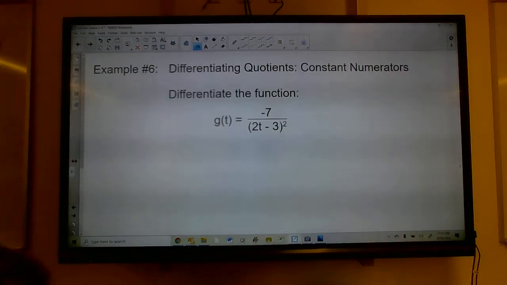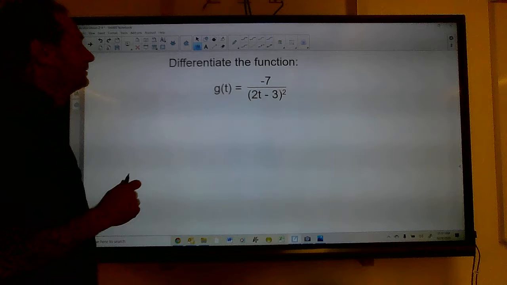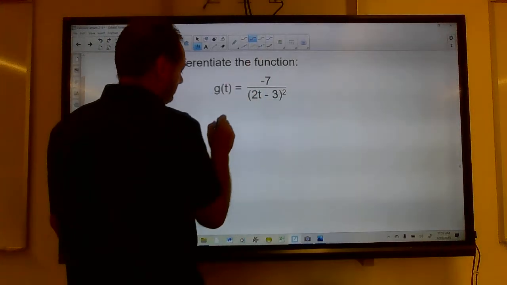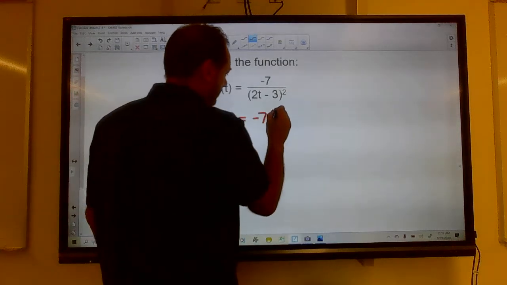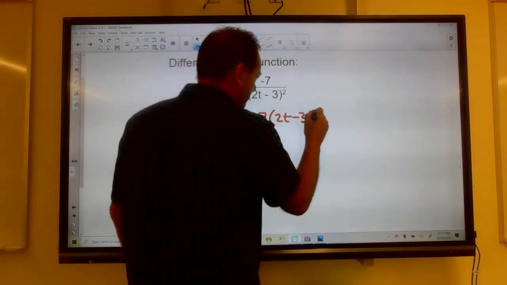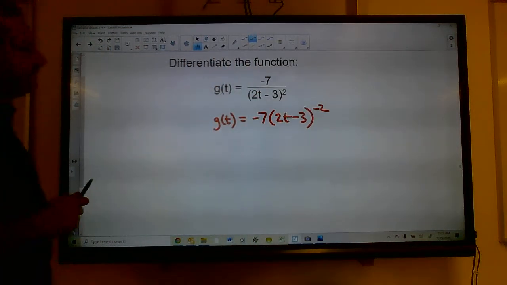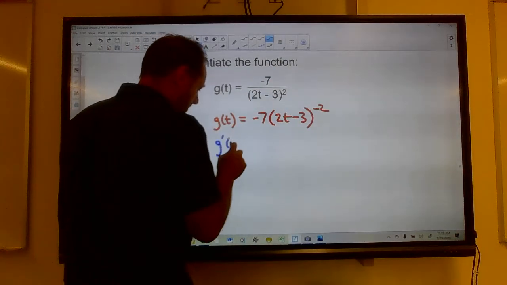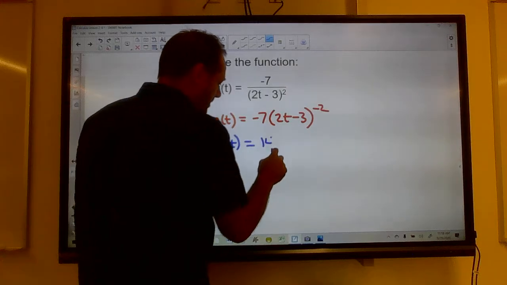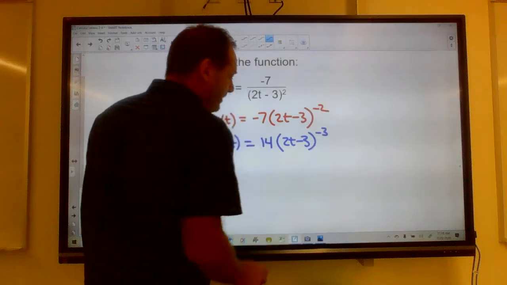Okay, let's move along. All right, differentiating a quotient. You could use the quotient rule on this. I would probably avoid that. I'd rewrite this thing as negative 7 times 2t minus 3 to the negative 2 power. Now I can differentiate this really easily. Negative 2 times 7, times negative 7 is 14. 2t minus 3 to the negative 3 power.